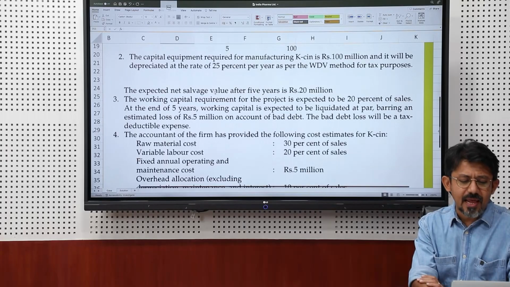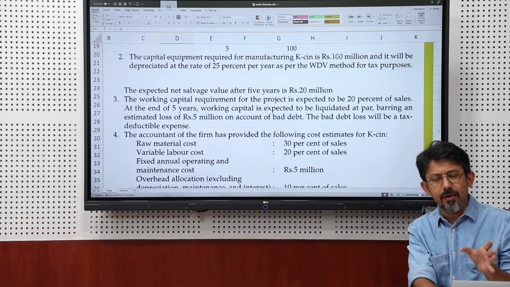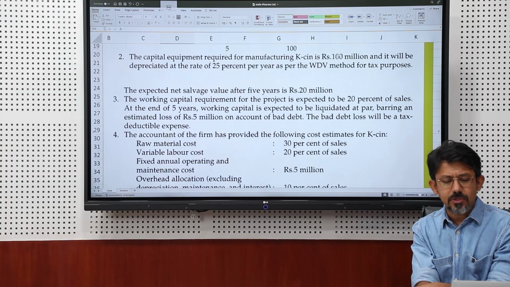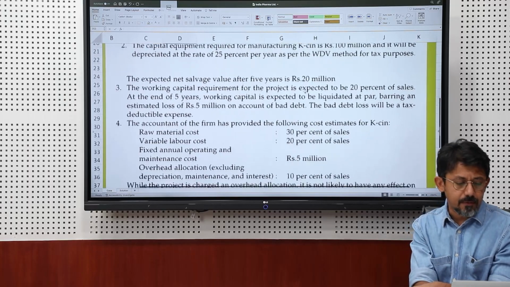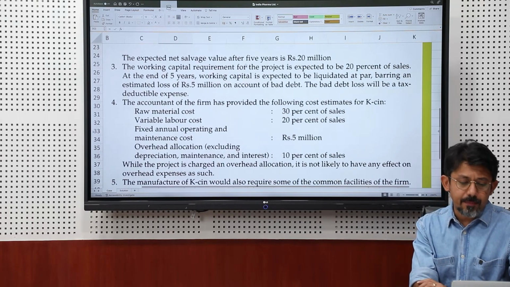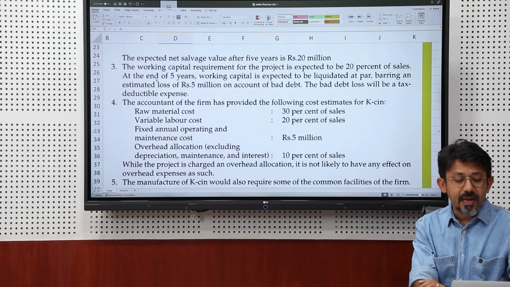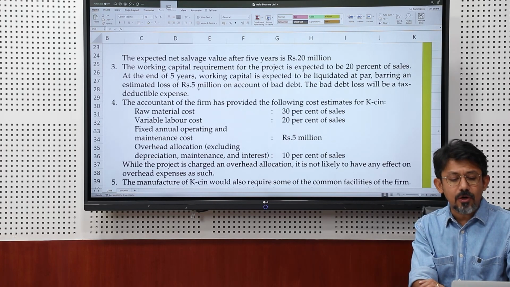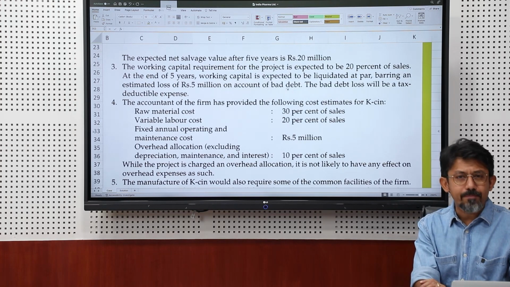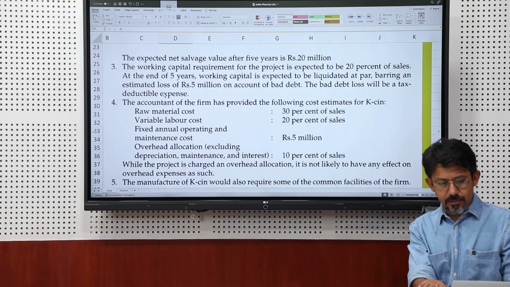The expected net salvage value after 5 years is 20 million. So, this piece of machinery that you are buying today for manufacturing casein would cost 100 million, and after 5 years this would fetch a salvage value of 20 million. The working capital requirement for the project is expected to be 20% of sales. At the end of 5 years, the working capital is expected to be liquidated at par, barring an estimated loss of 5 million on account of bad debt. The bad debt loss will be a tax deductible expense.